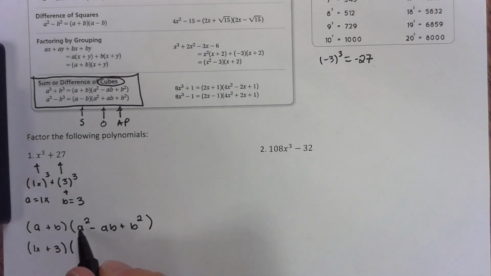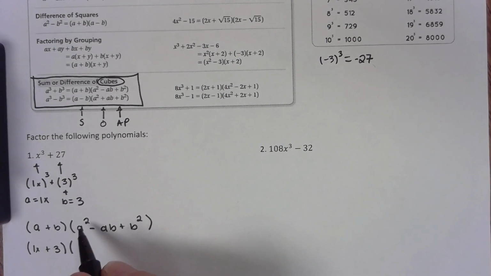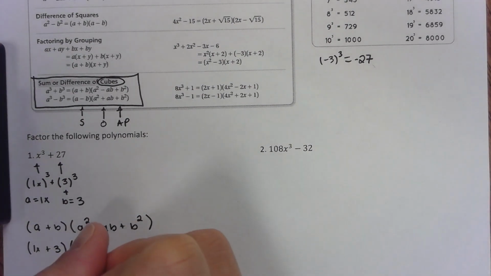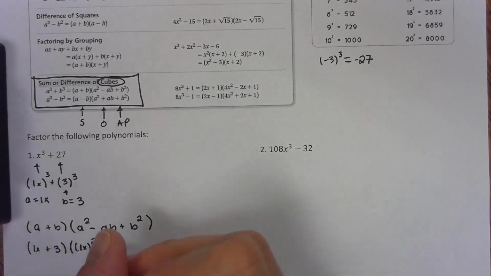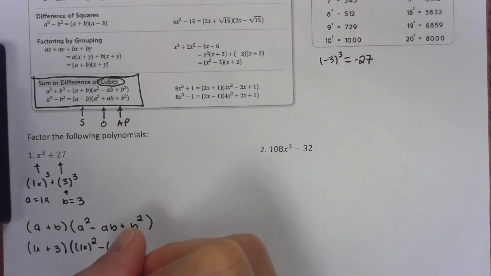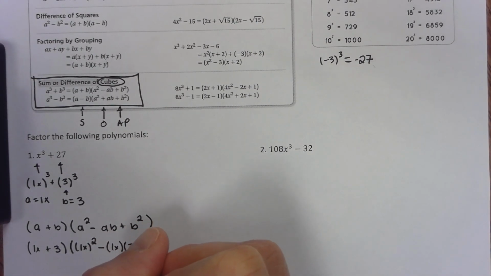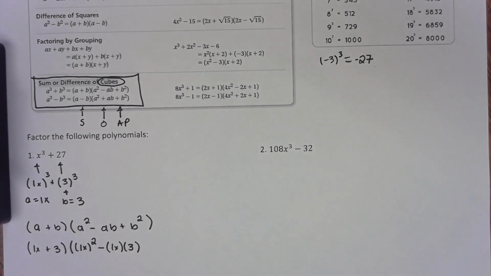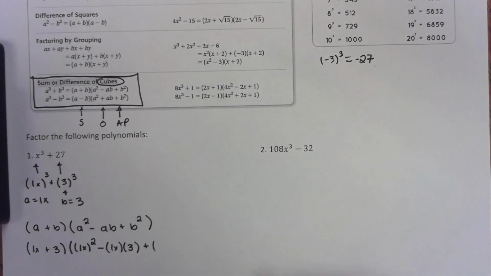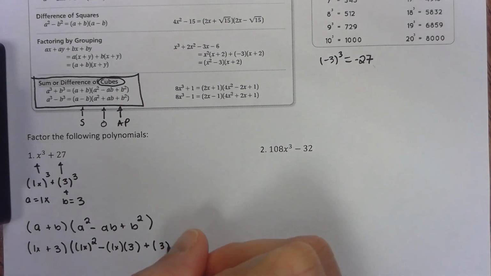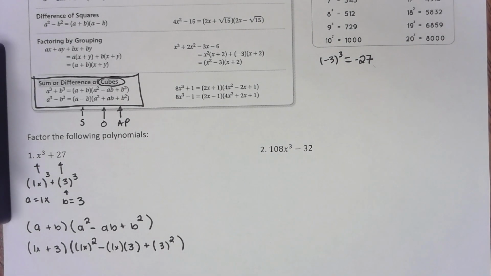But for the next term, because we're taking that value of a and squaring it, I am going to use parentheses there. So that's 1x squared, and then minus a, which is 1x, times b, which is 3. And again, those parentheses are going to help me keep track of what I'm going to do with those two terms. We're going to multiply. And then plus b squared, which is 3 squared, so 9.